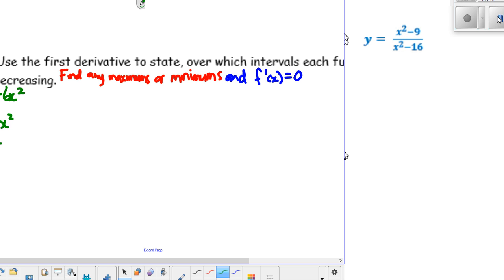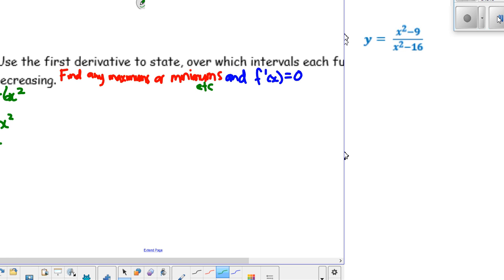Wait, why would x equal 0? We are just trying to find where the maximum or the minimum would be. Remember, we've found that there's a maximum, a minimum or a point of inflection, or POI. State over which intervals it is increasing or decreasing. By the way, what was the original function? Negative 2x cubed. Good. So we've found at x equals 0, there's a point.